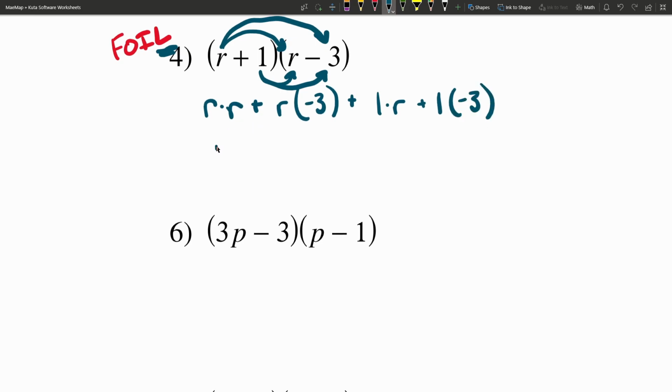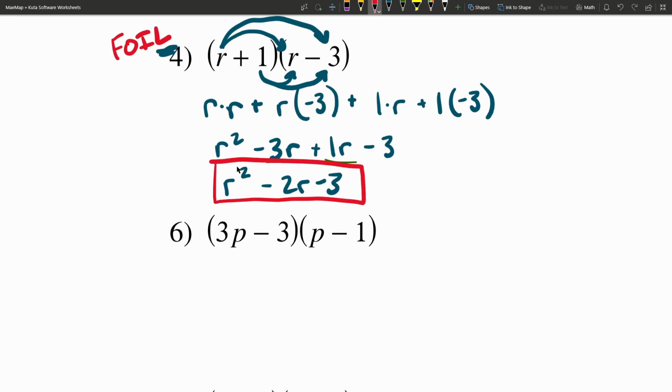R times r gives us r squared. We're going to add that to r times negative 3, so minus a 3r. Then that gets added with 1r. And then finally, 1 times negative 3 will be a negative 3, or minus 3. Finally, combining the terms that are raised to the first power, the negative 3r with the 1r, we're going to get r squared minus 2r minus 3 as our solution for number 4.